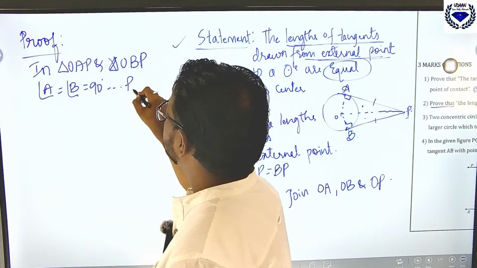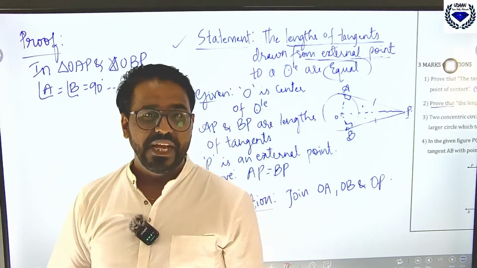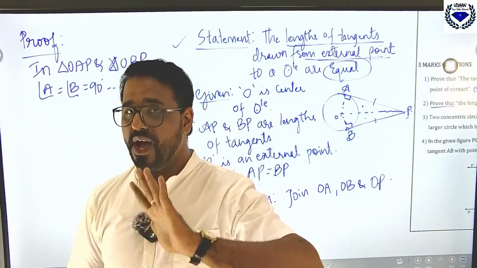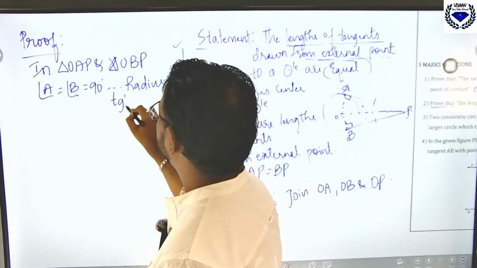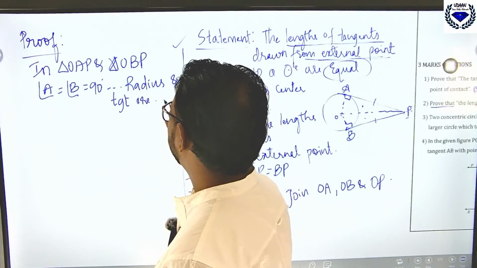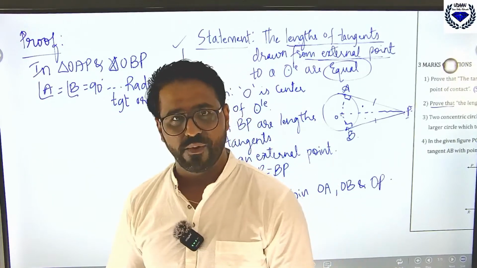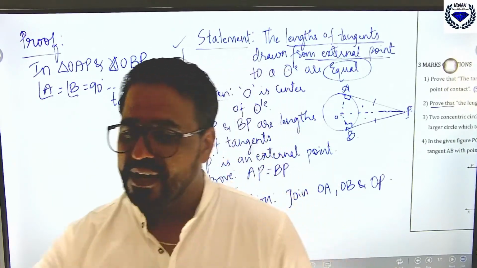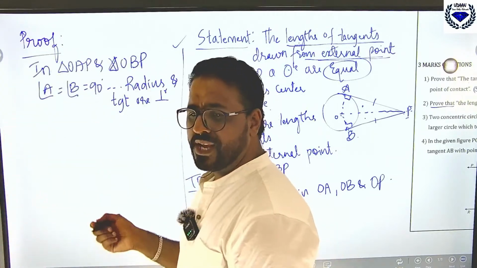Why? This is theorem 10.1. But don't write theorem 10.1. In short, write the definition of the theorem: radius and tangent, TGT in short, are perpendicular. And this is maths, so try to use shortcuts.